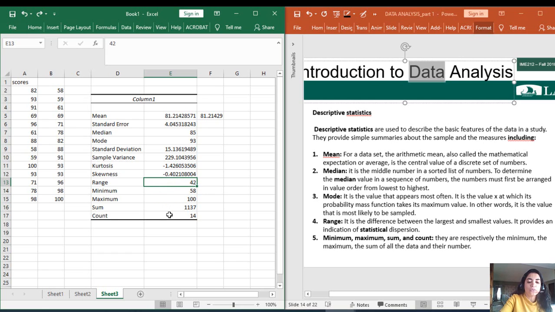And what is the count? The count is the number of these grades that are 14. Alright, so I have 14 grades, this is the count, this is the minimum, this is the maximum, and the range will be the difference between minimum and maximum.